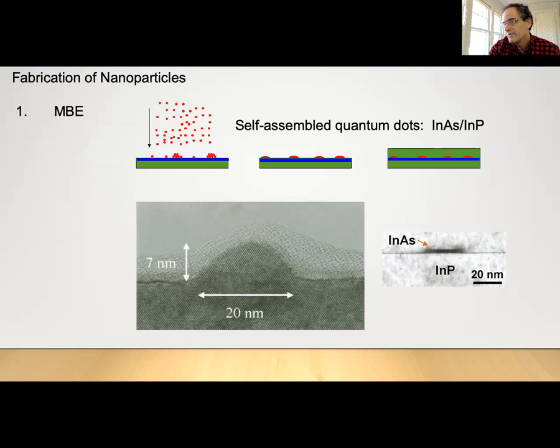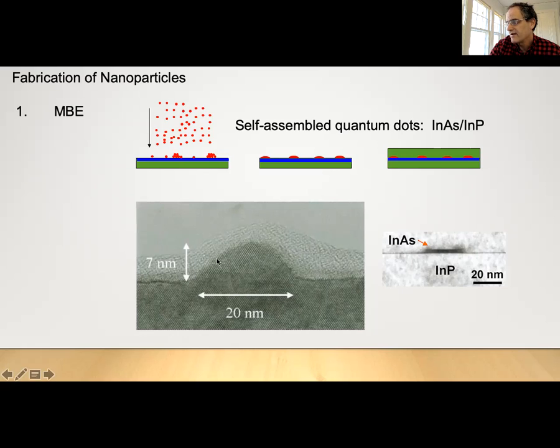Then this will happen, and the size of these islands will be determined by how much indium arsenide you've deposited. And at some point, when you have the dots that you want, you can then switch back to growing indium phosphide and cap the dots. Now you have these indium arsenide small bandgap semiconductor quantum dots inside of a matrix made of a larger bandgap semiconductor, indium phosphide.